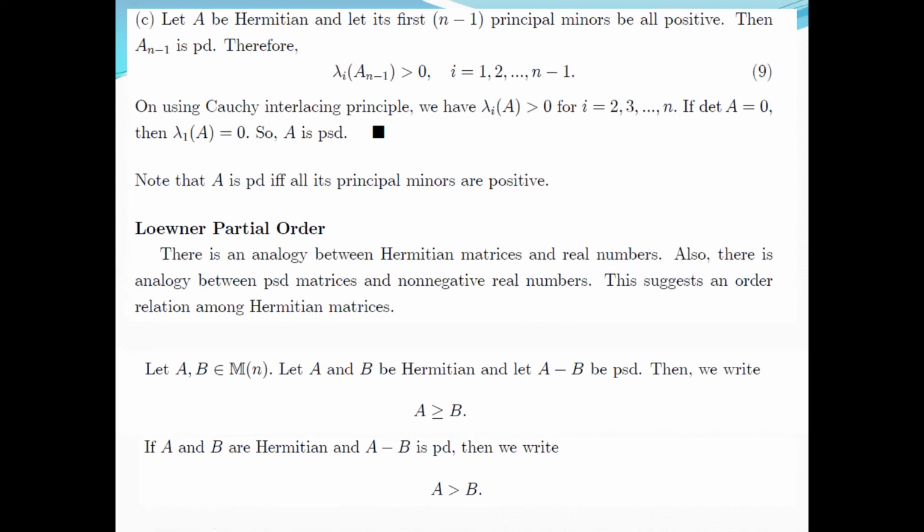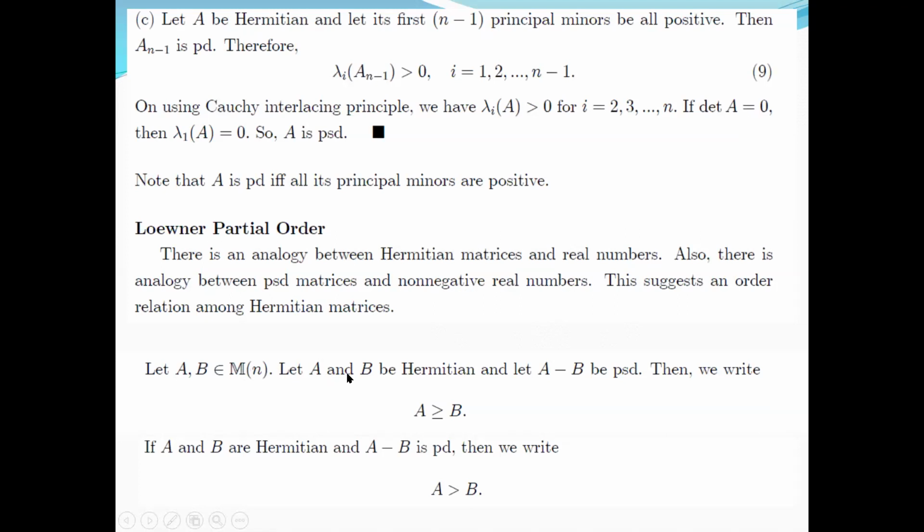Now next is the Löwner partial order. Now eigenvalues of Hermitian matrices are real, so there is an analogy between Hermitian matrices and real numbers. Also, the eigenvalues of positive semi-definite matrices are non-negative. So there is an analogy between positive semi-definite matrices and non-negative real numbers. This suggests an order relation between matrices.